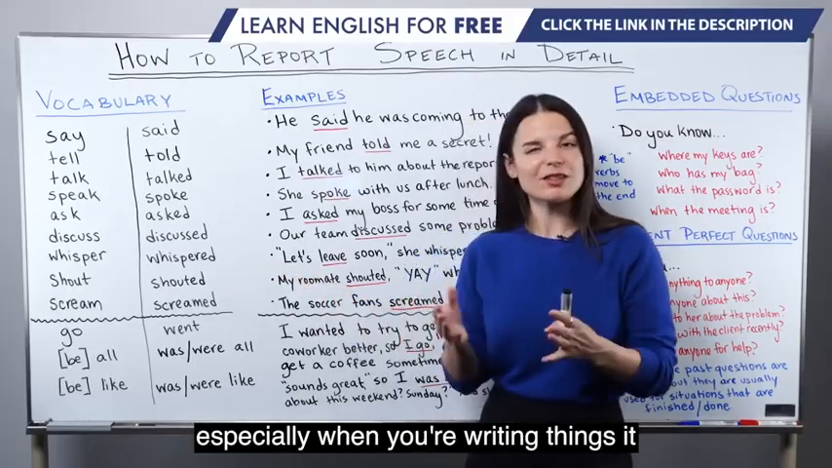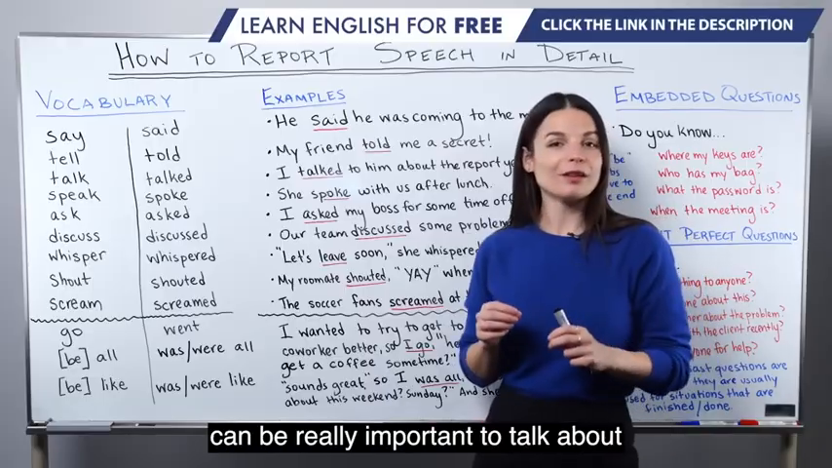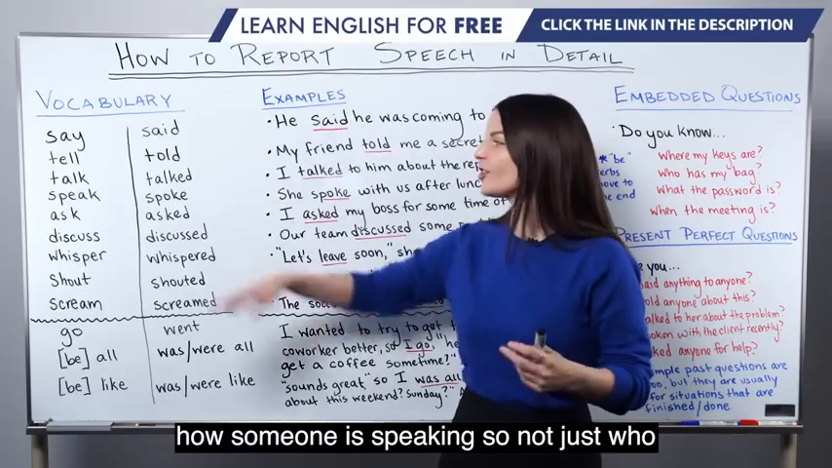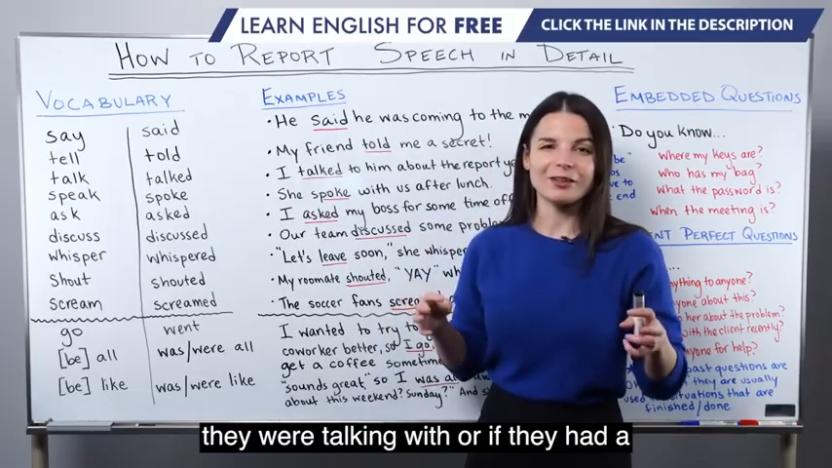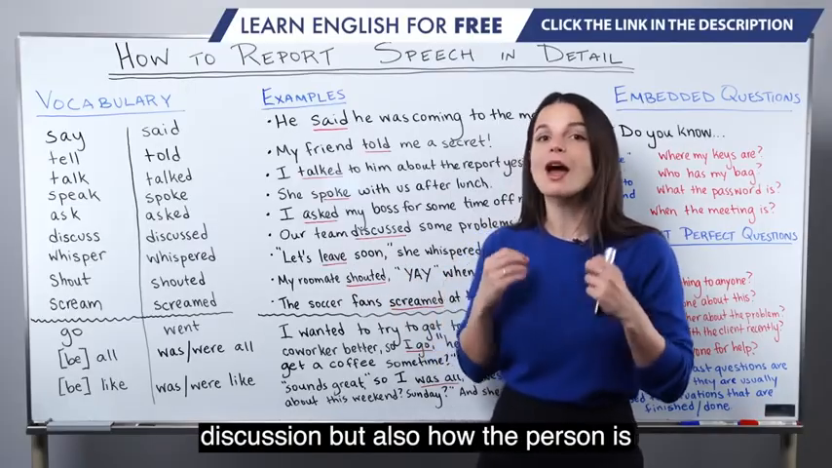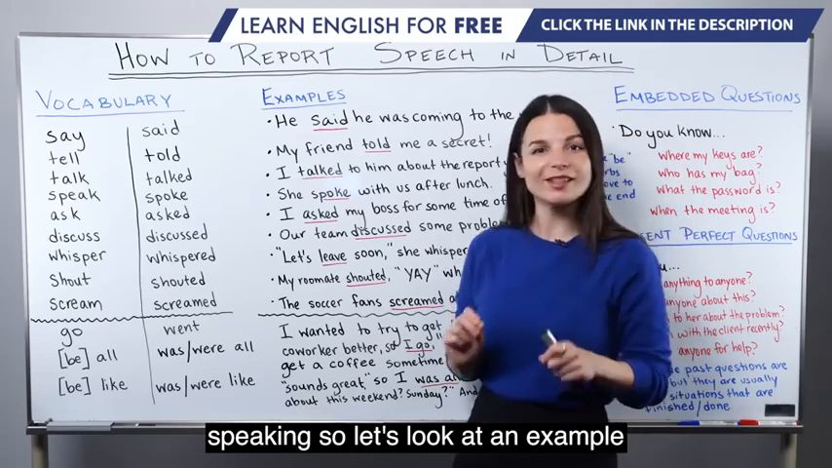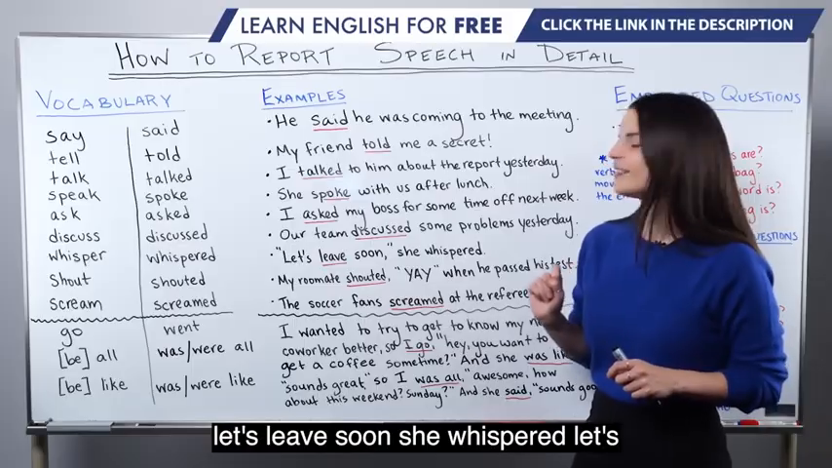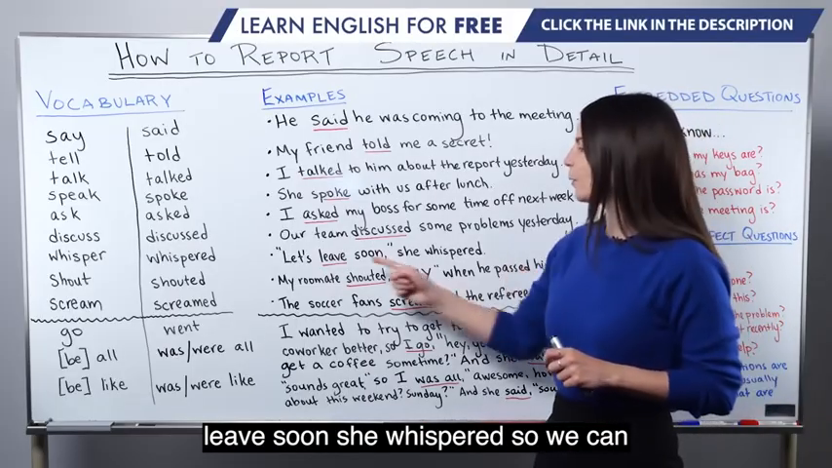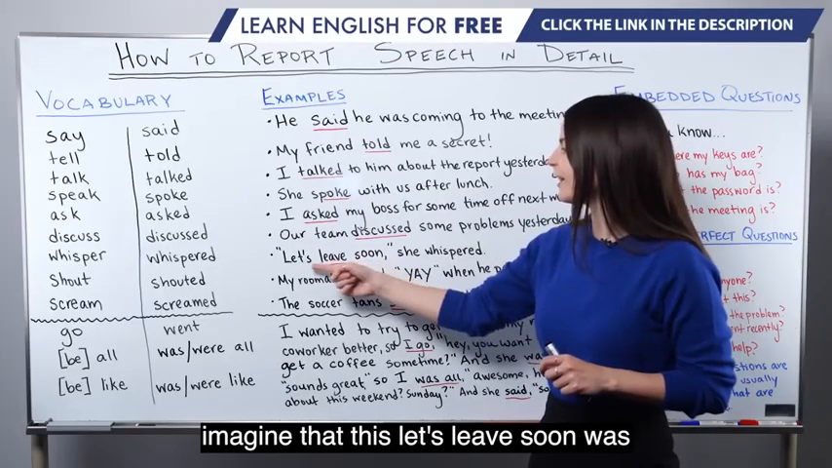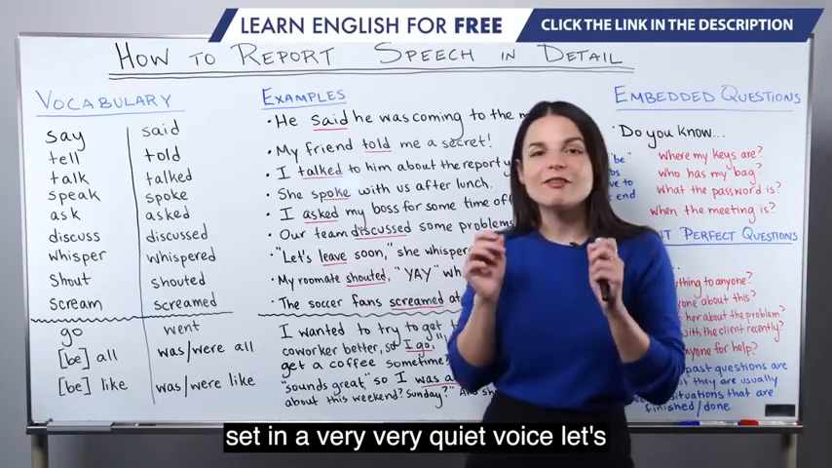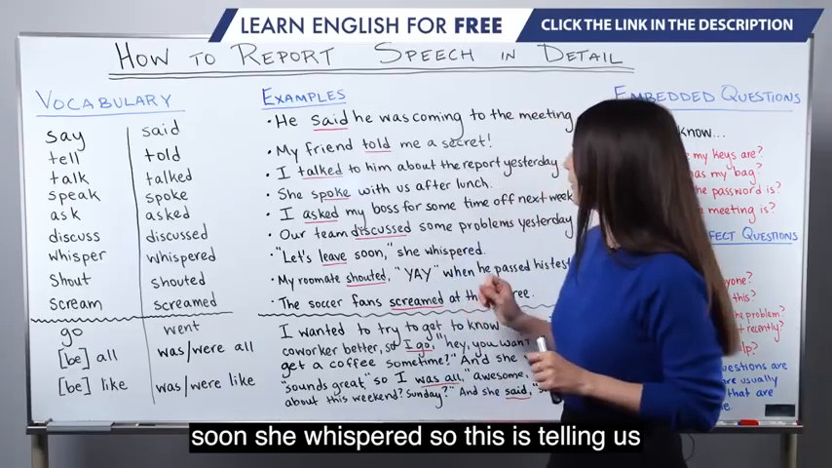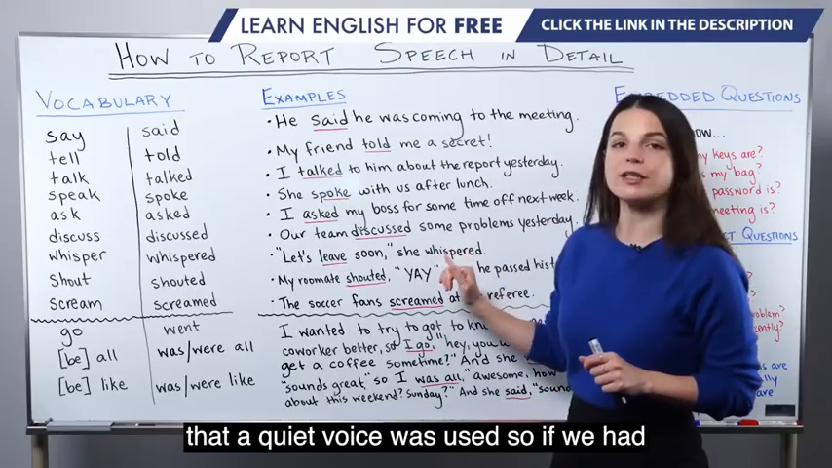So sometimes, especially when you're writing things, it can be really important to talk about how someone is speaking. So not just who they were talking with or if they had a discussion, but also how the person is speaking. So let's look at an example sentence. Let's leave soon, she whispered. So we can imagine that this let's leave soon was said in a very, very quiet voice. So this is telling us that a quiet voice was used.